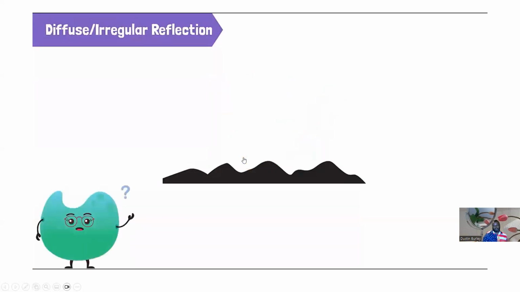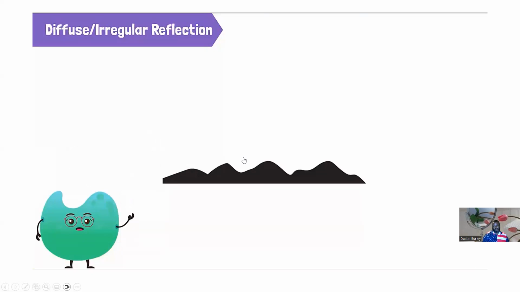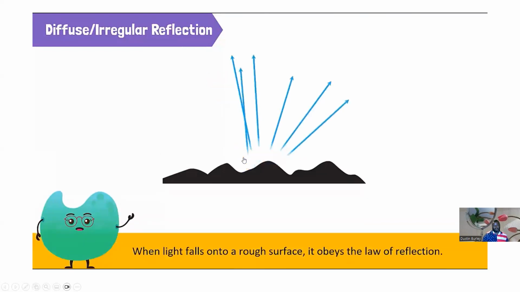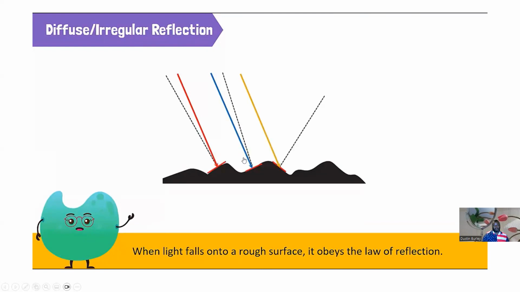Here comes a question. Does irregular reflection follow the law of reflection of light? Is the angle of incidence equal to the angle of reflection when light falls onto a rough surface? When light falls onto a rough surface, it obeys the law of reflection. The normal of each point of incidence is different because the surface is irregular. For example, look at the red ray and the blue ray. Because the surface is uneven, their normals point in different directions.